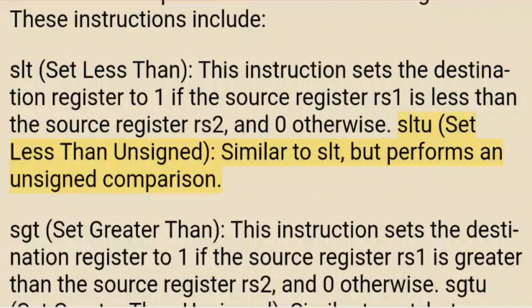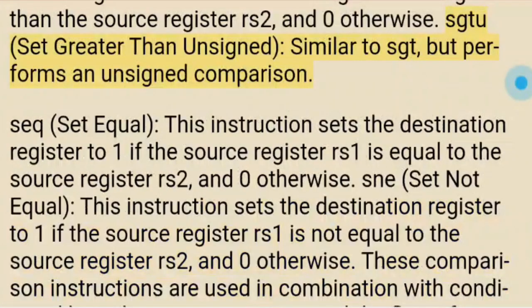SLTU: set less than unsigned, similar to SLT, but performs an unsigned comparison. SGT: set greater than. This instruction sets the destination register to 1 if the source register RS1 is greater than the source register RS2, and 0 otherwise. SGTU: set greater than unsigned, similar to SGT, but performs an unsigned comparison.